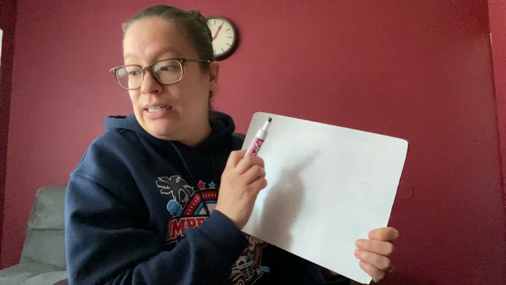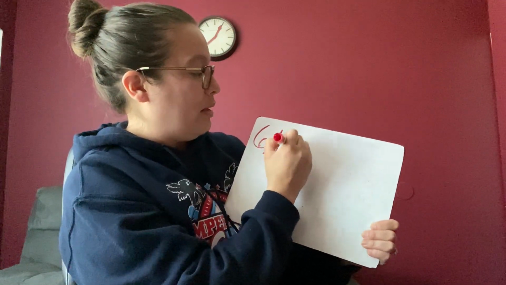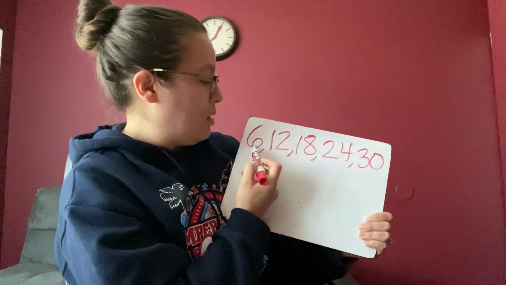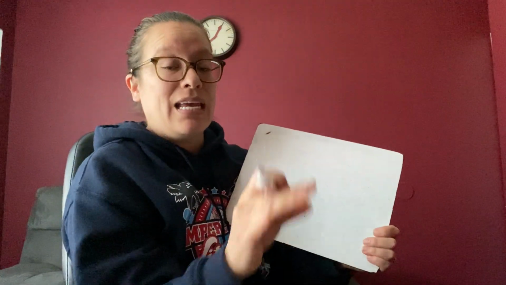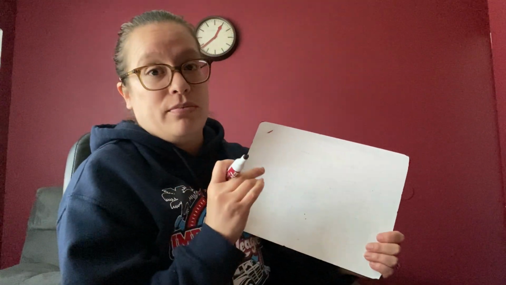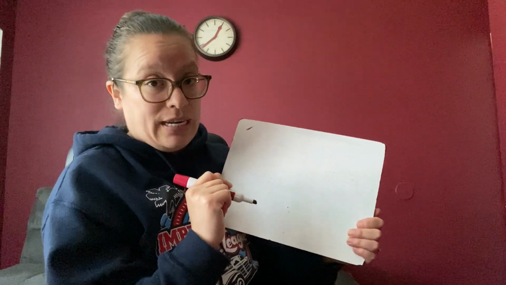So, letter A, list the first 5 multiples of 6. All right, first 5 multiples would be 6, 12, 18, 24, 30. 1, 2, 3, 4, 5. The first 5 multiples of 6. Got it? All right. Remember, boys and girls, if you need any help with this, I'm available. Just send me a message on Class Dojo and we can set up a time to go over these answers if you need extra help.